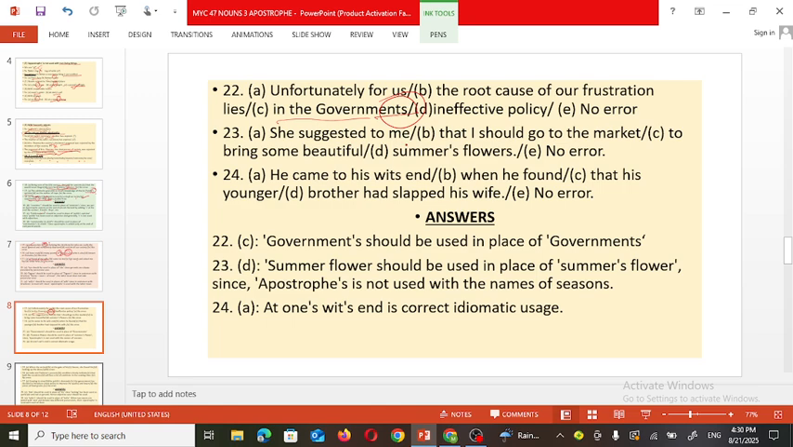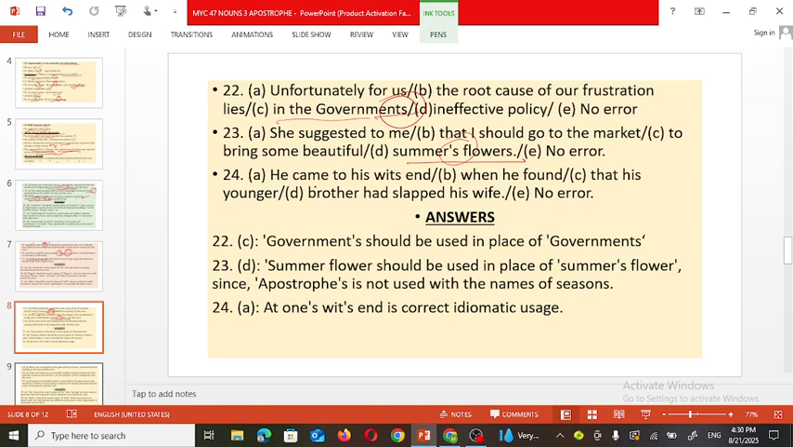She suggested to me that I should go to the market to bring some beautiful summer's flower. Instead of summer's flower, only summer flowers is enough. So there is no need to use this apostrophe sign here, because we cannot use apostrophe with the name of a season.